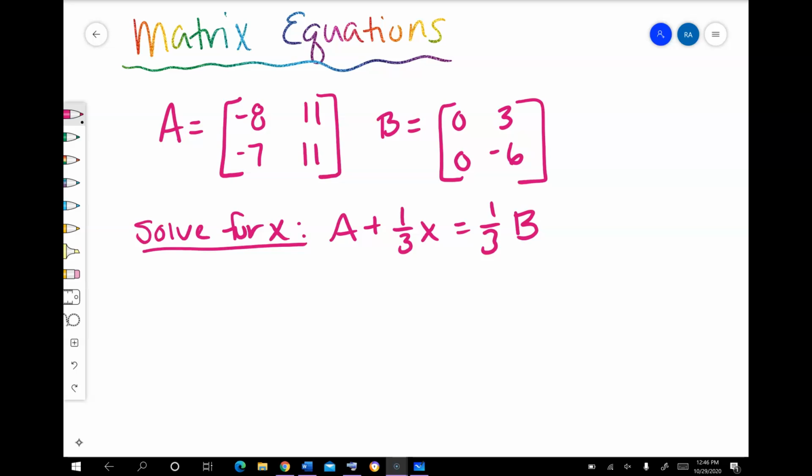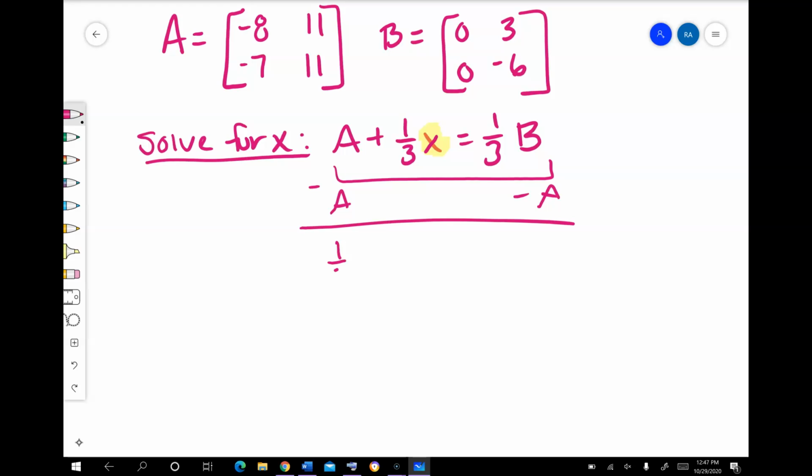Now, my suggestion to you is to go ahead and get x by itself before you input all the matrices, okay? So I'm going to isolate x before I even input my matrices. First thing I need to do is subtract A on both sides. When I do that, I now have 1/3 x equals 1/3 B minus A.